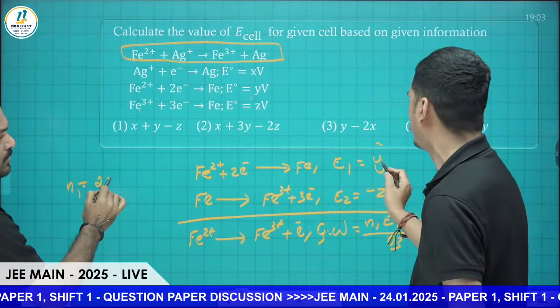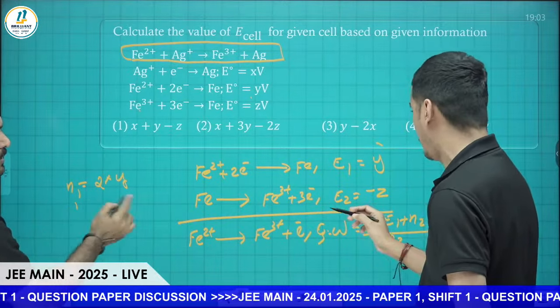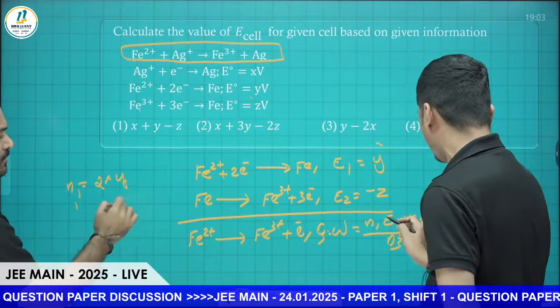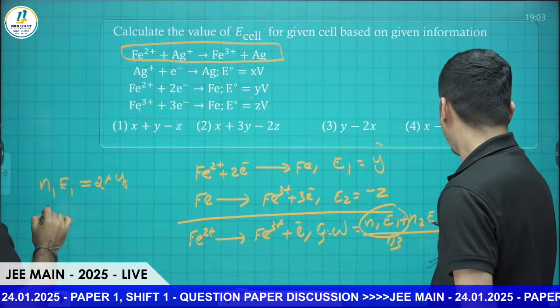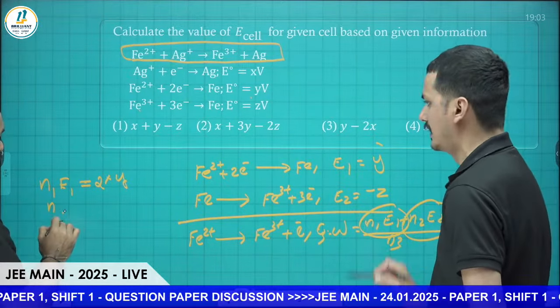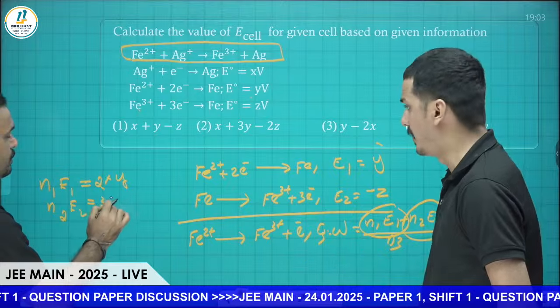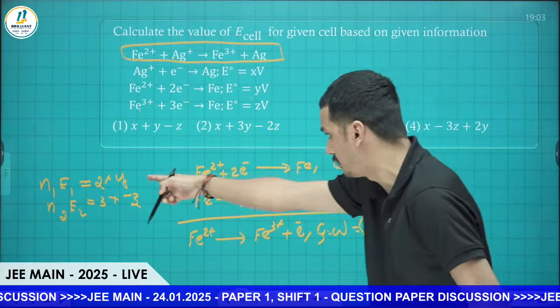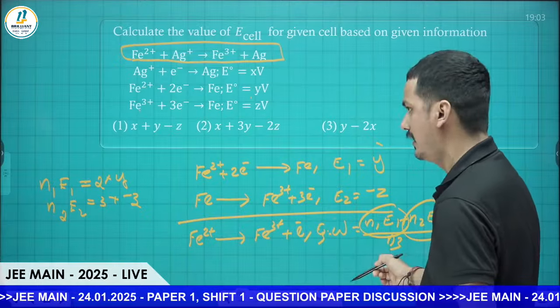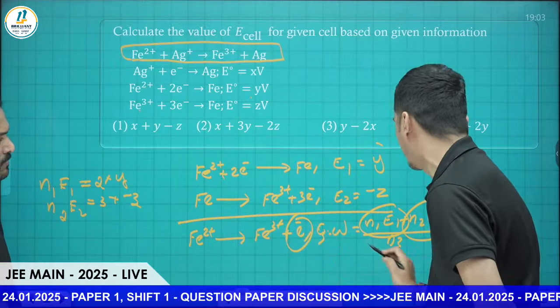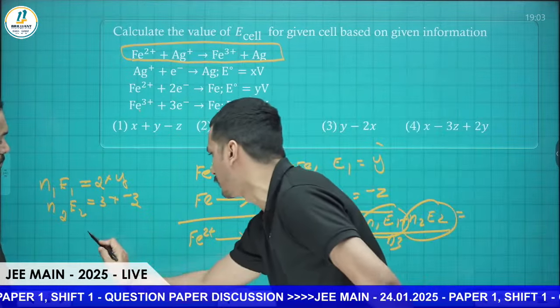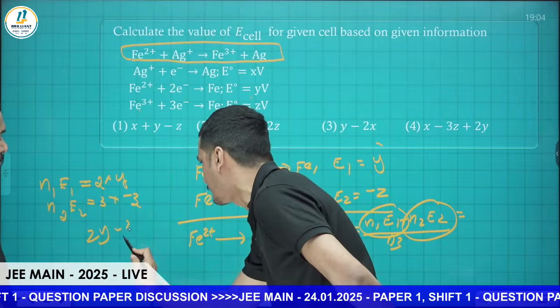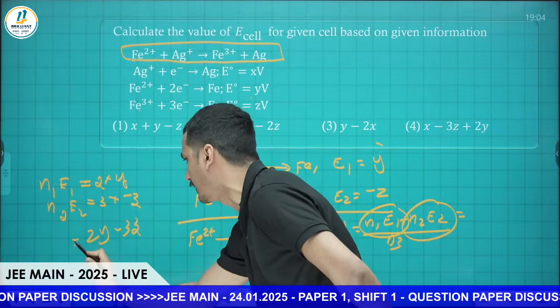2 into Y. N1 E1 equal to 2 into Y. And N2 E2 is 3 into minus Z, that is equal to 3 into minus Z. Then that I have to add and divide with N3. N3 is 1 electron, in the third equation it is 1 electron. So that will be equal to 2Y minus 3Z. Okay, that is the W value.